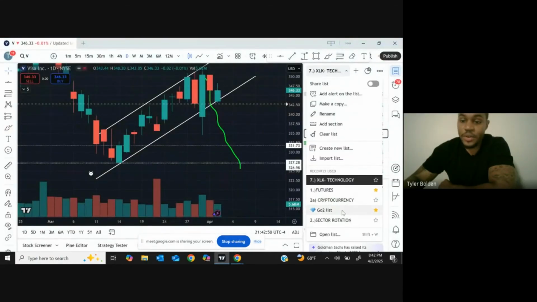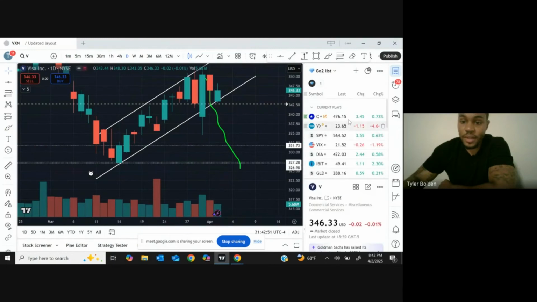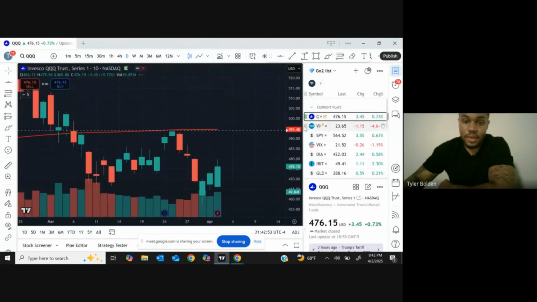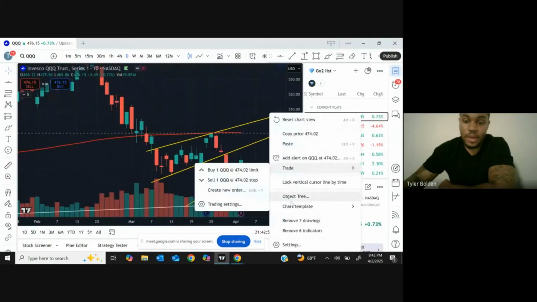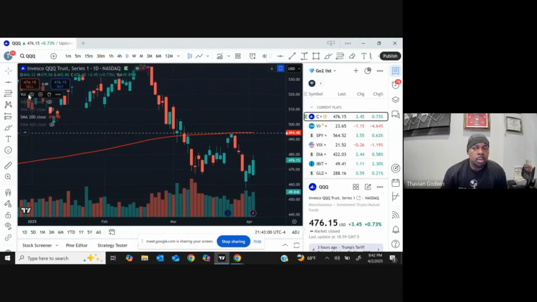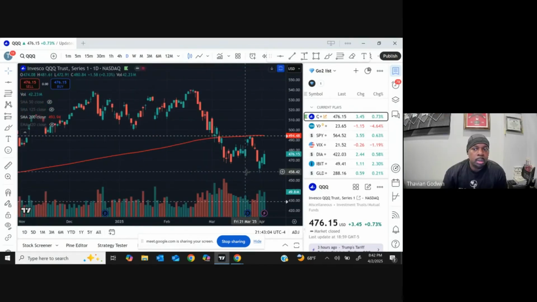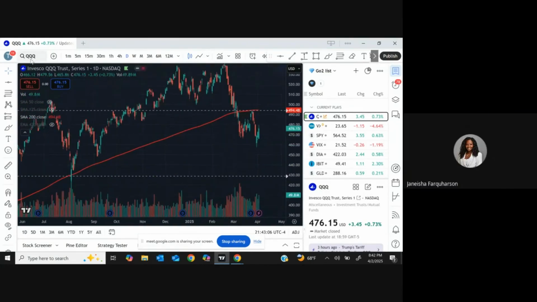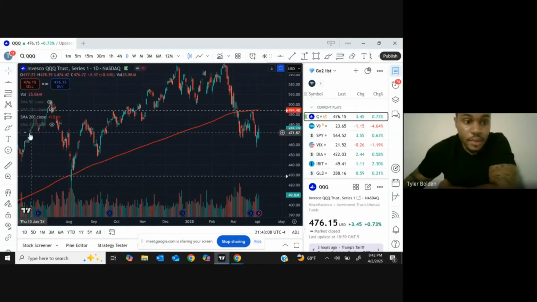So if you go to QQQ, I'll read y'all this later. One thing that I realized, you said we're in QQQ? Yeah, this is the QQQ chart right here. This is on the daily time frame.